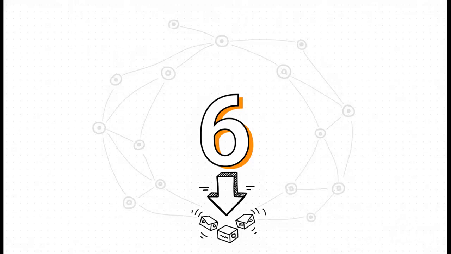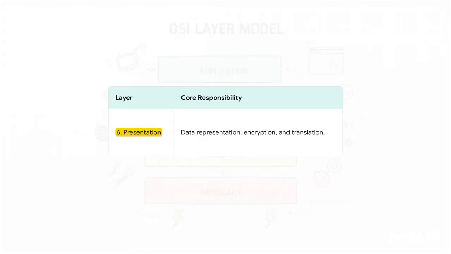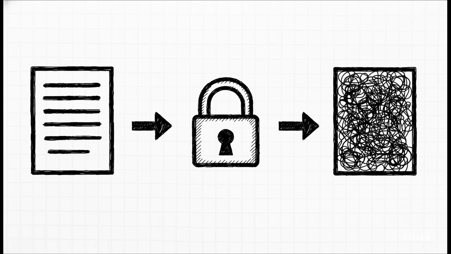Okay, we have our data. Now we drop down one layer to get it ready for travel. The presentation layer is kind of like the network's translator and security guard, all rolled into one. Its job is to make sure the data is in a format that the other computer can understand. And, super importantly, this is where encryption happens. Think of it as putting our item into a secure, locked box. You know that little padlock icon you see in your browser's address bar? This layer is where that security starts.